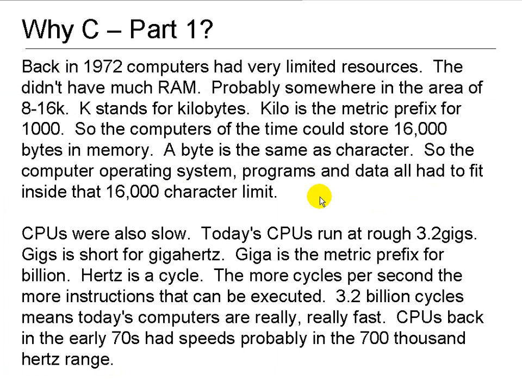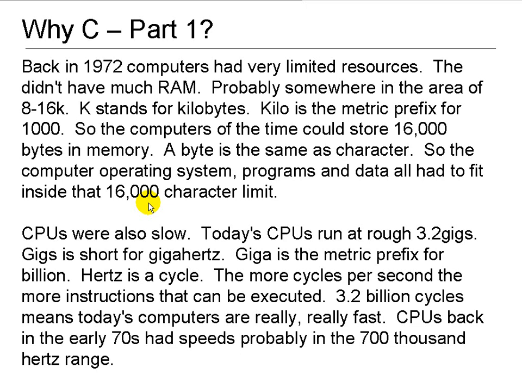Why C? Well, back in 1972, computers had very limited resources. They didn't have much RAM, probably somewhere in the neighborhood of 8 to 16K. K stands for kilobytes. Kilo is the metric prefix for 1,000. So computers at that time could store about 16,000 bytes in memory. Wow. A byte is basically the same as a character. So the computer operating system, programs, and data all had to fit within a 16,000 character limit.